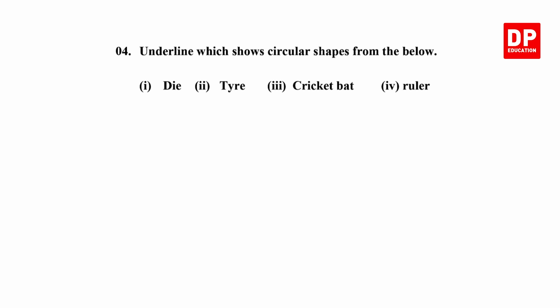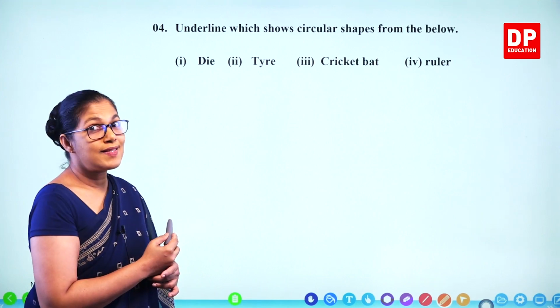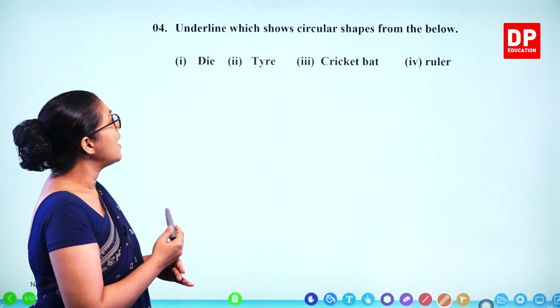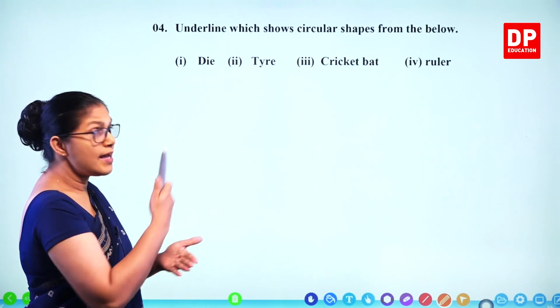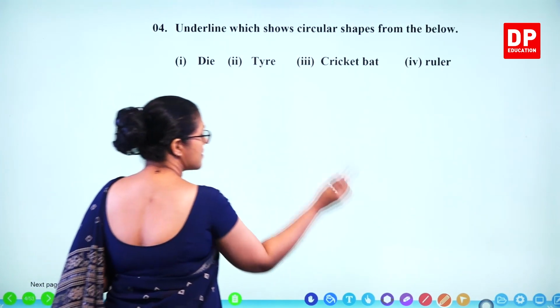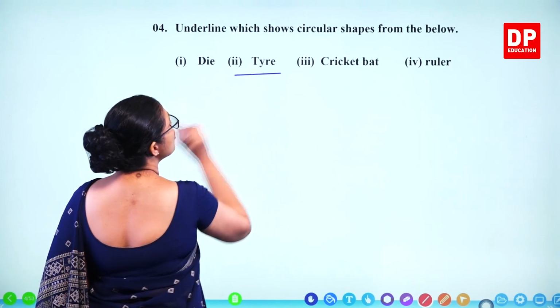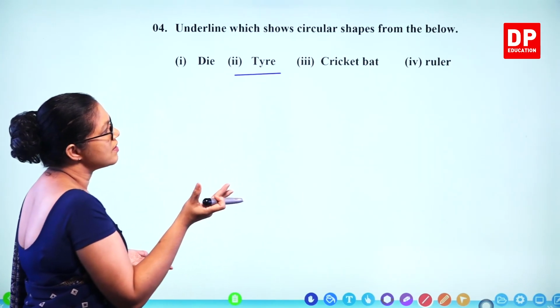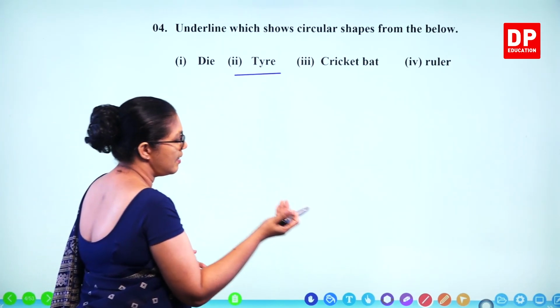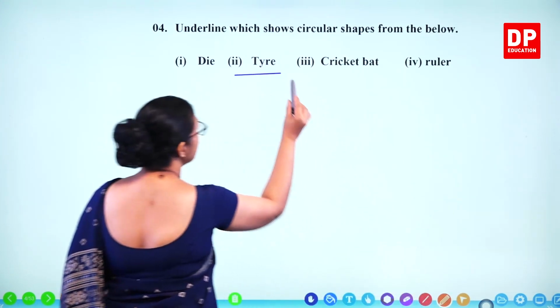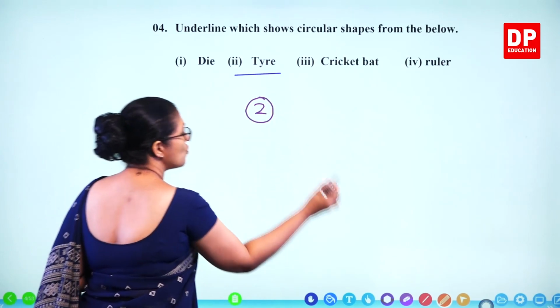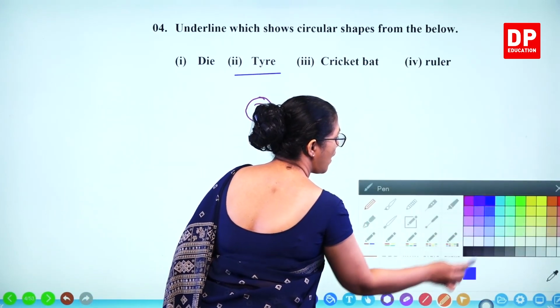Question number 4. Underline which shows circular shapes from the below. That's your first lesson. Circles. Die is not circular. Square shapes are there. Tire, it's circles. So circular shape. Cricket bat is not circular. Ruler is not a circular shape. So only tire. You get 2 marks for identifying that.